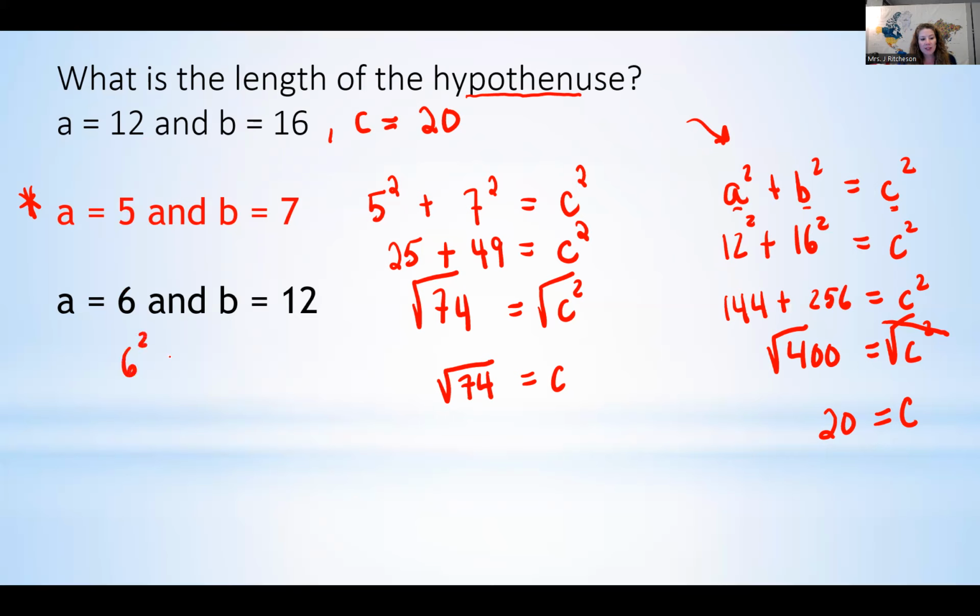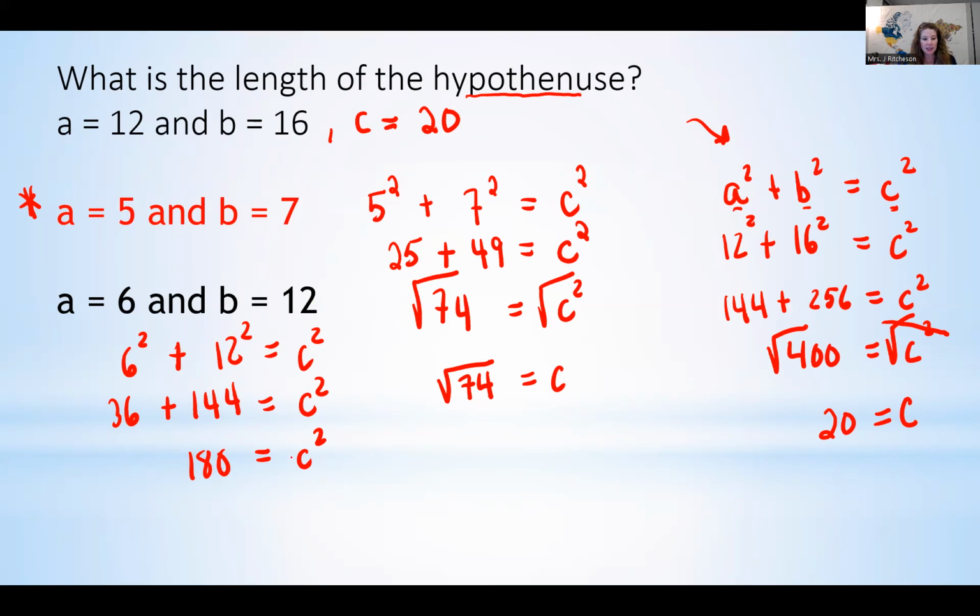So here we have 6 squared plus 12 squared equals c squared. Well, 6 squared is 36. 12 squared is 144. That's going to be equal to c squared. So 144 plus 36 is 180, which is equal to c squared. Did I do that right? 36 plus 144. Yep, and that is a non-perfect square.